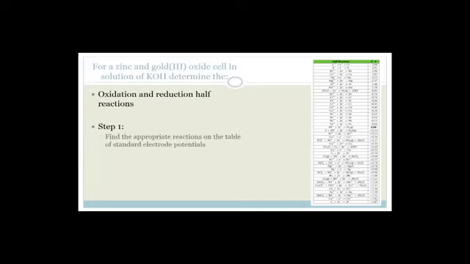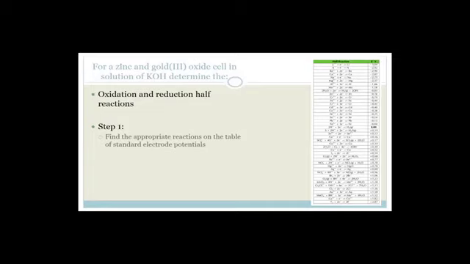Today we're looking at the applications of using the redox table and using half reactions. It says, for a zinc and gold oxide cell in a solution of potassium hydroxide, determine the oxidation and reduction half reactions. That's the first thing we're going to do. So step 1, we need to find appropriate reactions on the table of standard electrode potentials.